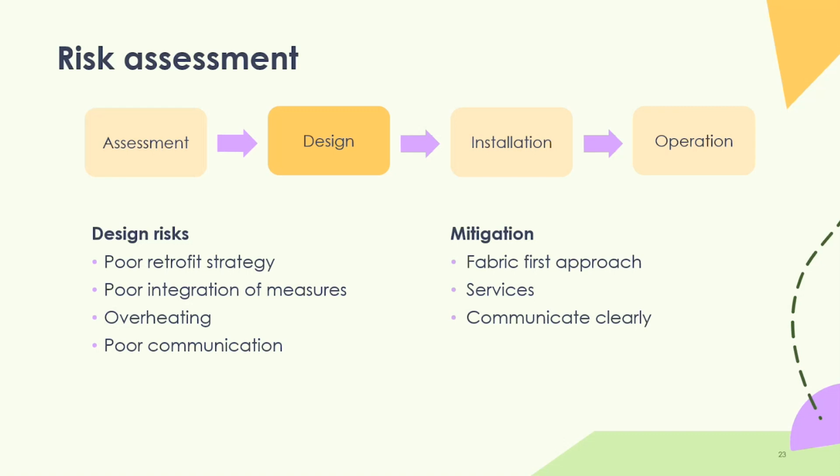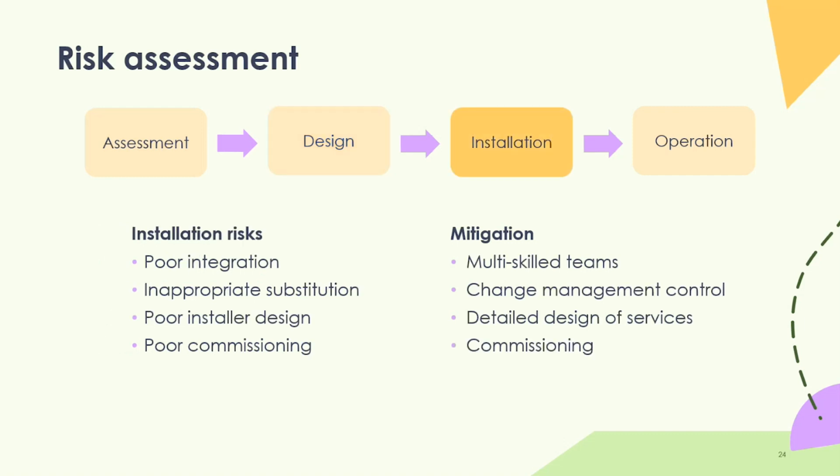And then poor communication. This can happen through any of the design processes, and it's making sure that you're engaged with your designers but also your residents early on, and that there's effective communication between you, the residents and the designers about how the project's going to be delivered. So in terms of the installation, other risk assessments that can happen is poor integration.